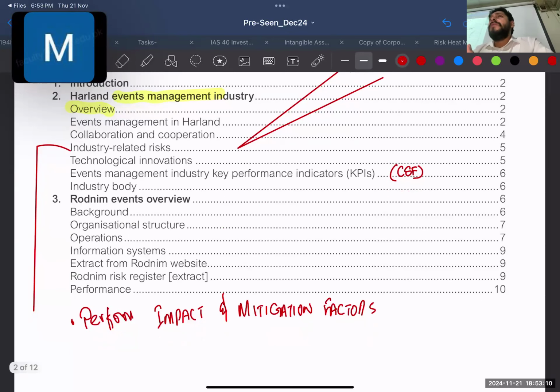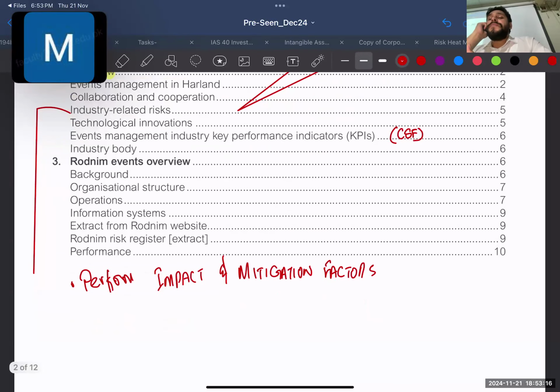Then industry body. We'll see what he tries to mean by industry body. Then roadmap event overview. The company that you're going to deal with right now, till the end of this session and in your examination, is known as the roadmap company. It says that I'm going to provide you a background of this company, the organization structure of this company, how the operations of the company will work, the information system, extracts from the roadmap website, and the roadmap risk register. And we studied the risk register yesterday. In yesterday's live class, I went through the risk register.